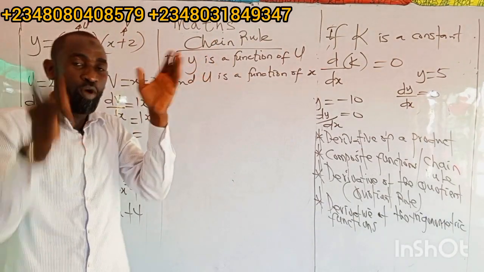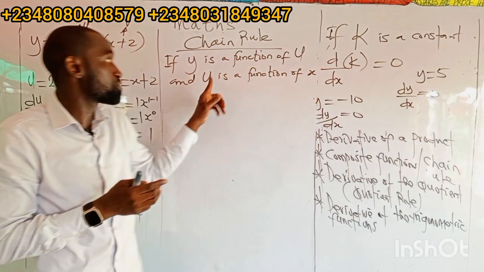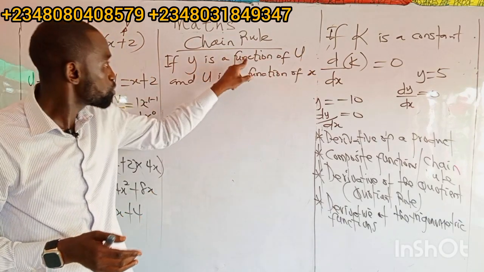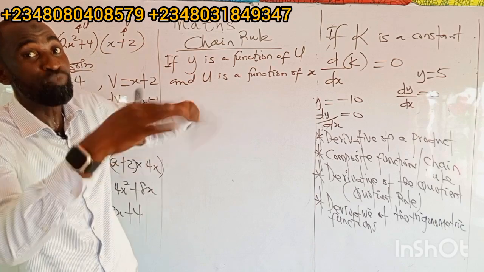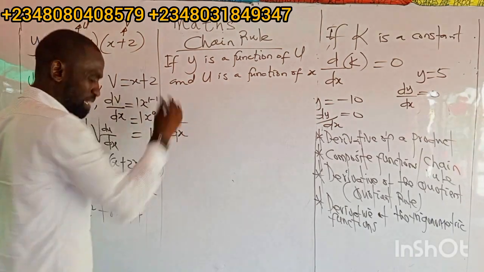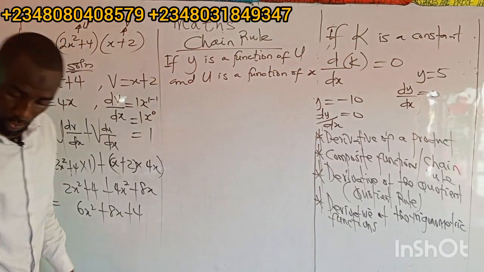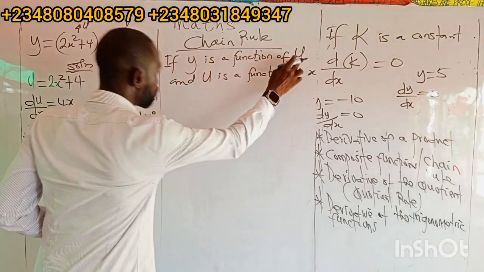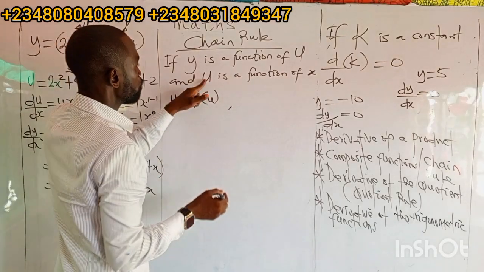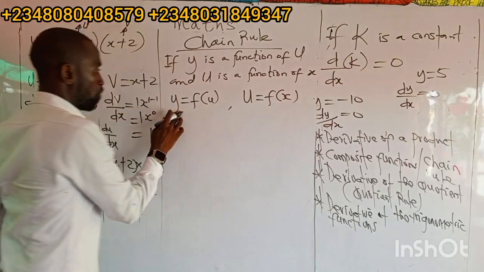Whenever you have multiple functions, it is a function of a function. I depend on my mom for food, my mom depends on my dad for food. You can see multiple functions. So what is the rule? Let me put it out first so you understand the concept very well. y depends on u, so y is a function of u. Second, u depends on x, so u is a function of x.